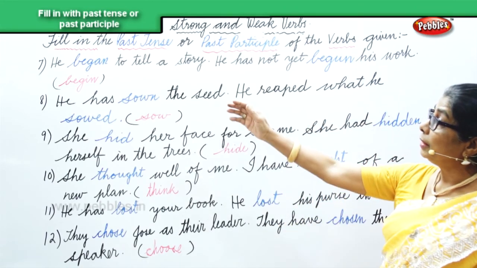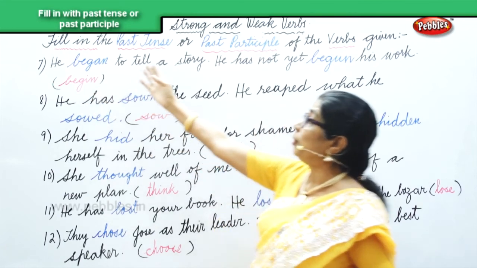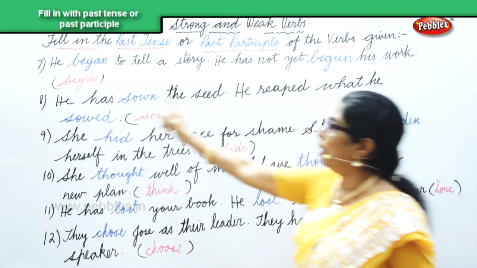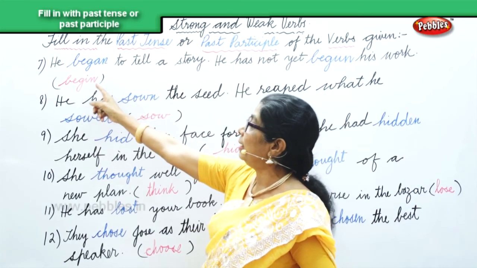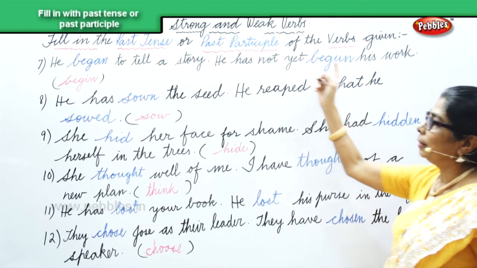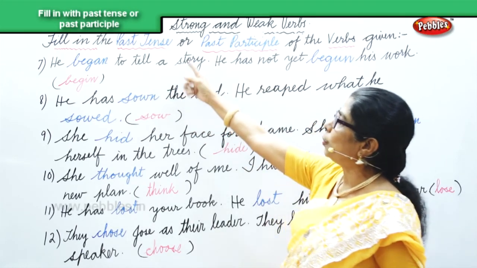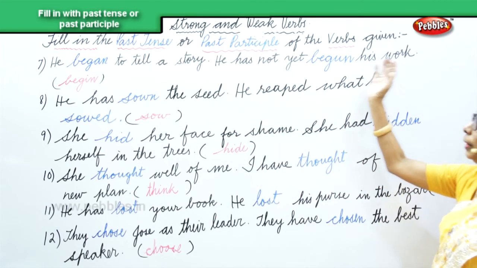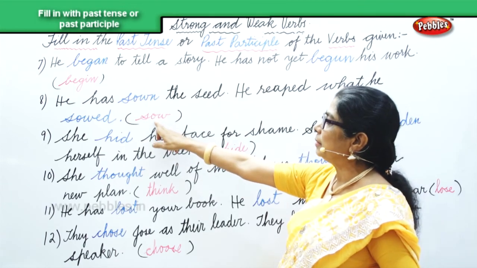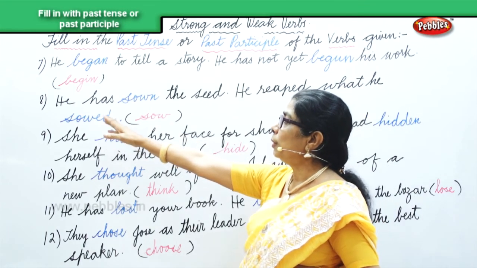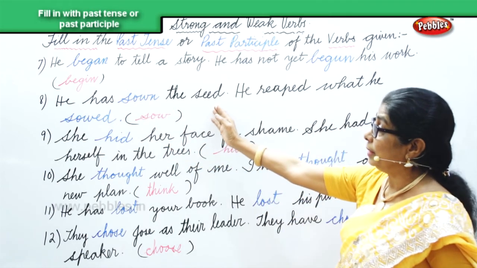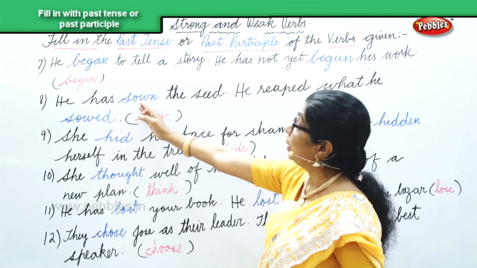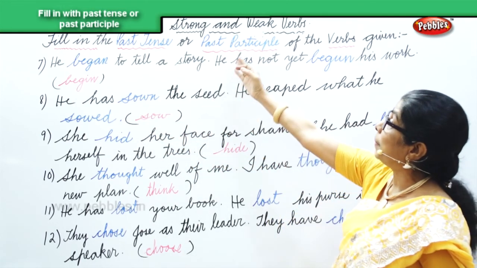Now, what have we done here? We filled in the present tense, verb is given to us, and we filled in the blanks with the past tense and the past participle of the verb given. Begin, began, begun. So he began to tell us stories, the past tense. He has not yet begun, that's the past participle. The verb given to us in the present tense is sow. So he has sown the seed. Sow, sowed, sown.